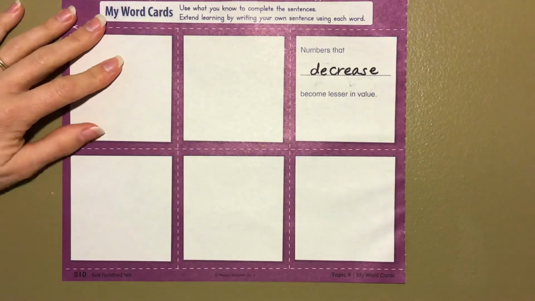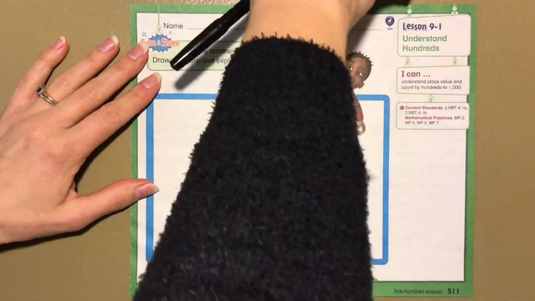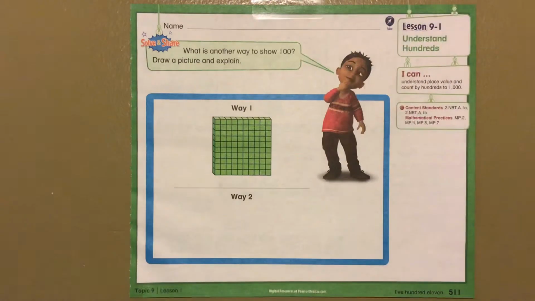Become lesser in value. All right, let's head right into our lesson 9-1. We're finally here. Woohoo! All right. What is another way to show 100? Draw a picture and explain.